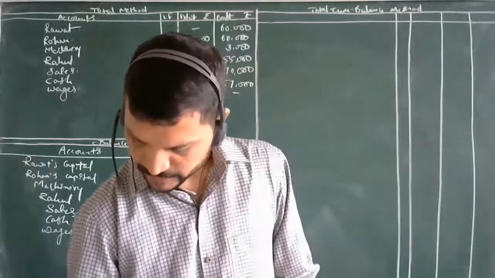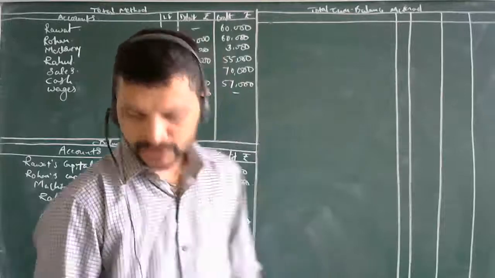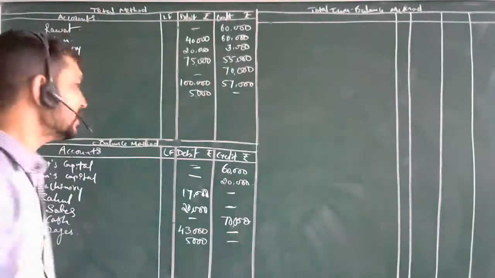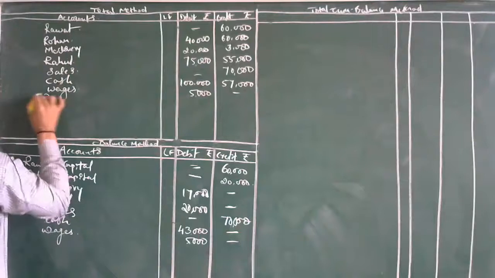What is the next one? Depreciation. Even the depreciation, almost, you are going to make it an expense. So what is the amount? 3,000. So even this got completed.